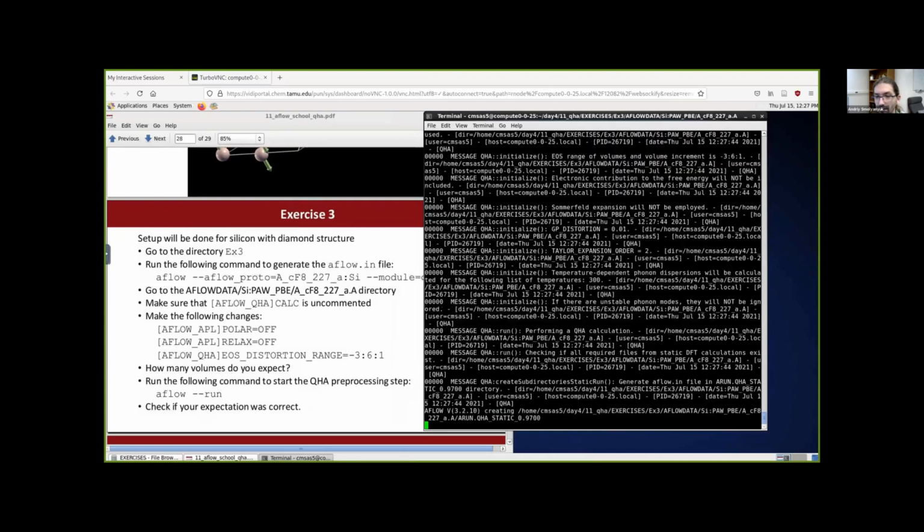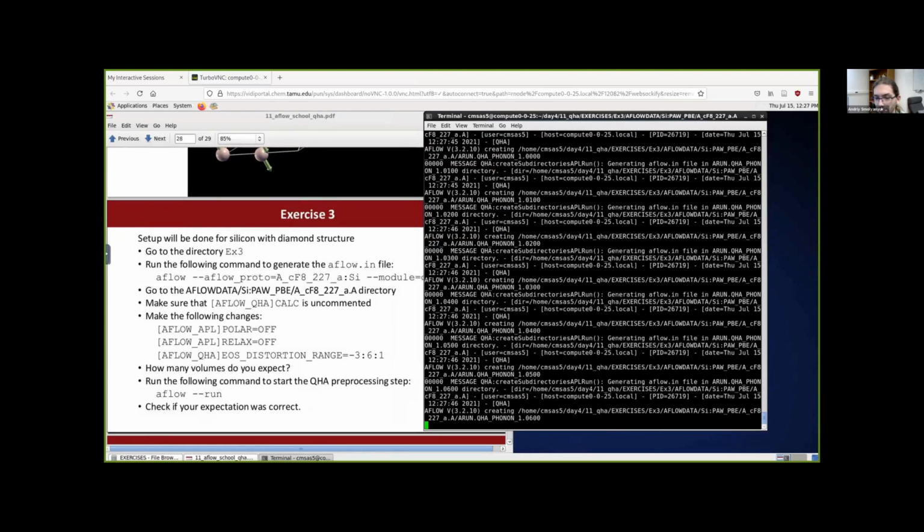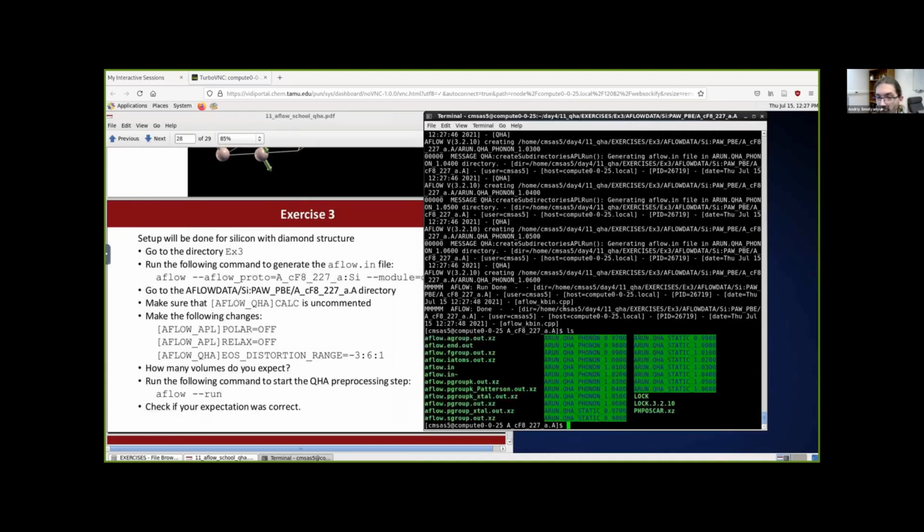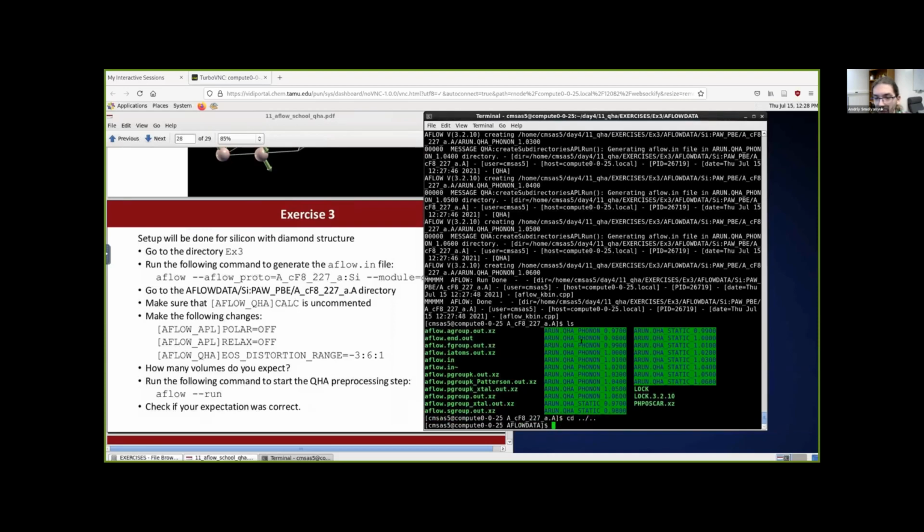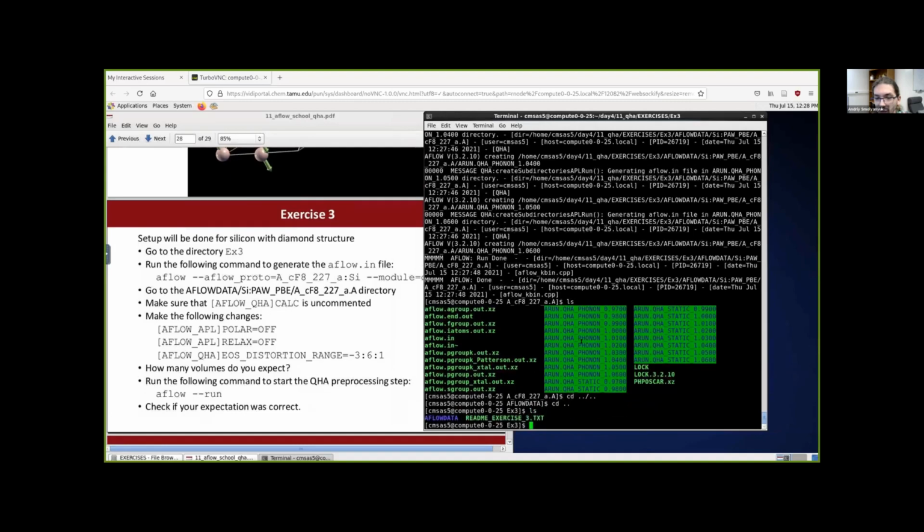Okay, it will take some time to generate files. But here you will have 10 directories with phonon calculations and 10 directories with static calculations, which you can run using the AFLOW multi-command. And I will explain the structure a bit better using exercise 4, where I have pre-calculated data.